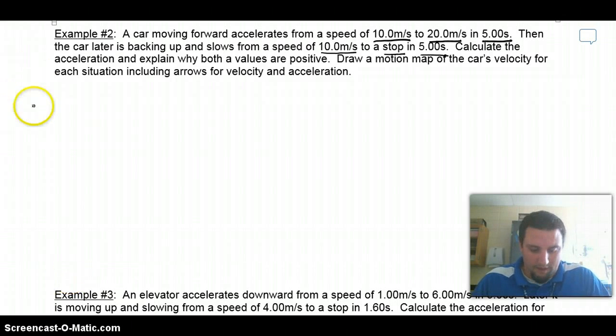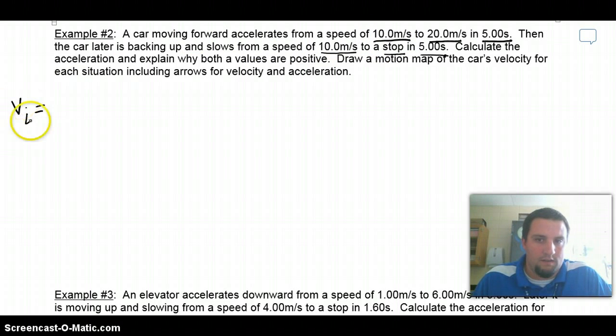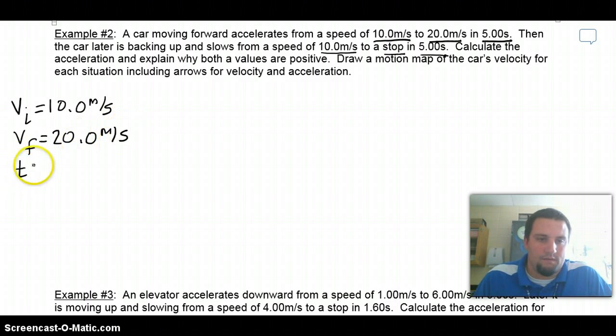Alright, we're going to be looking at example number 2 here from the notes. As you can see, I already have the givens underlined, so let's write them out. It says a car moving forward accelerates from a speed of 10 meters every second, so that's the initial velocity right there, to a final velocity of 20 meters every second in a time of 5 seconds.